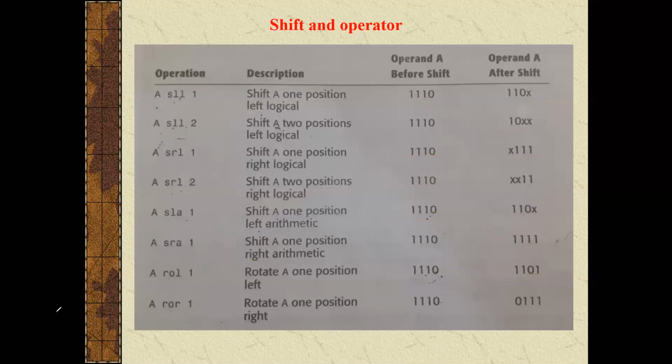Now rotate a 1 position right. So at the right side, 1 position will be rotated here. See, this 0 comes here, this 1 comes here, and this one comes here, this one comes here. So this will come like 0, 1, 1, 1. Here on the right side, one position will be rotated. So these are some operators we use for operations like shift and rotate.